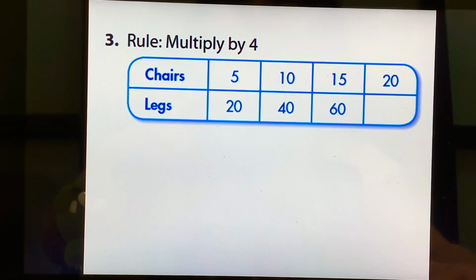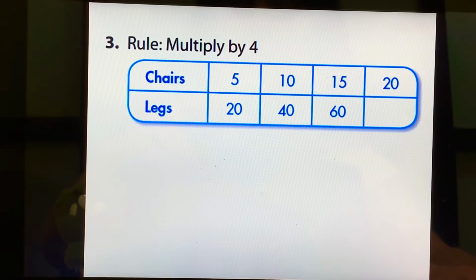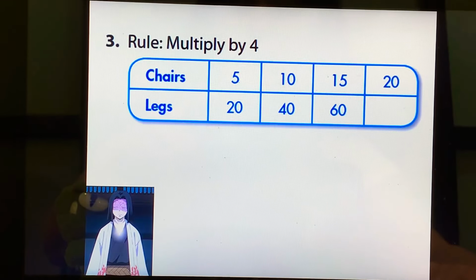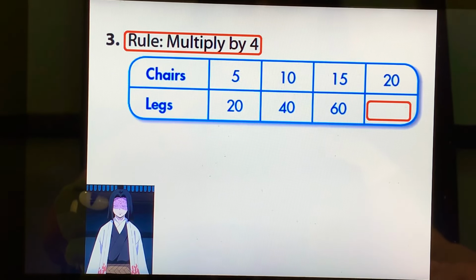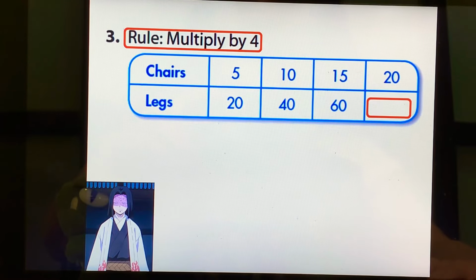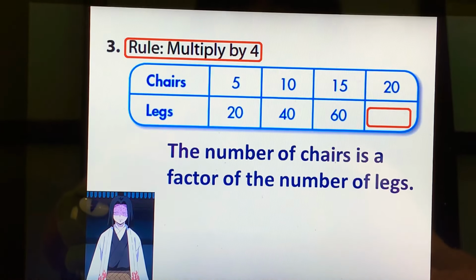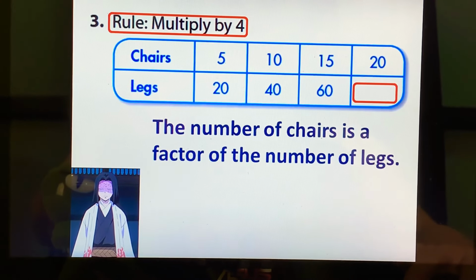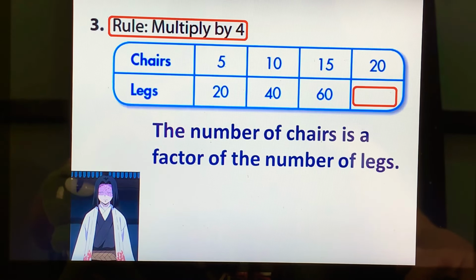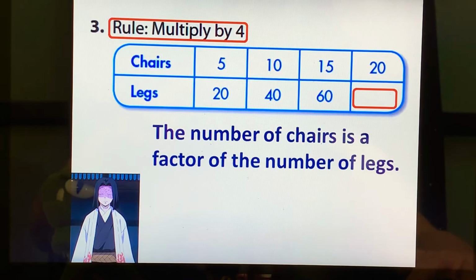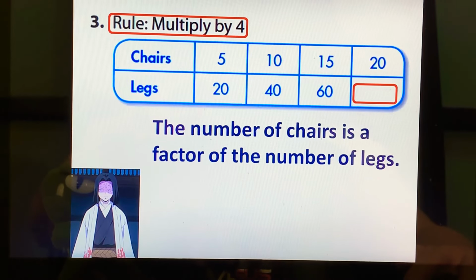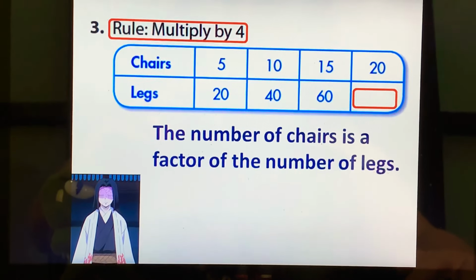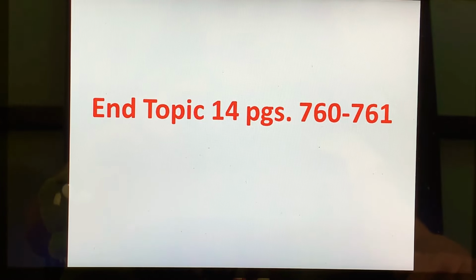Rule: multiply by 4. One feature the pattern has is the number of chairs is a factor of the number of legs. 椅子的数量是它的椅脚的腿，就是椅子的脚的数量的因数。Let's move on. Now let's go to page 760.